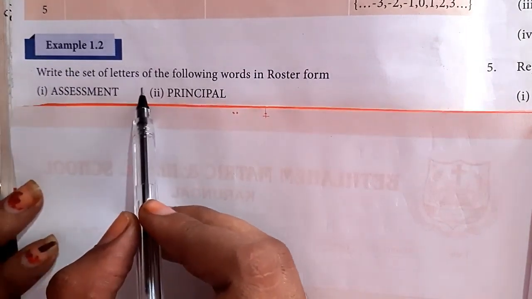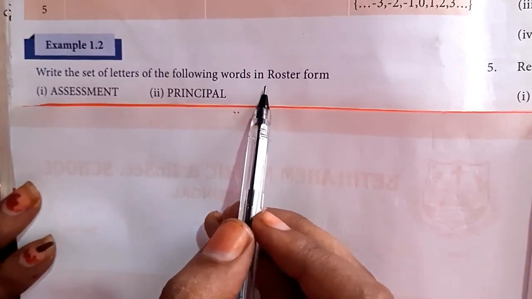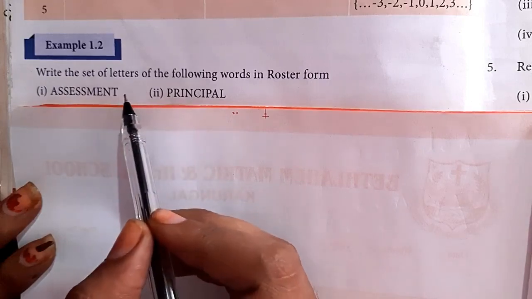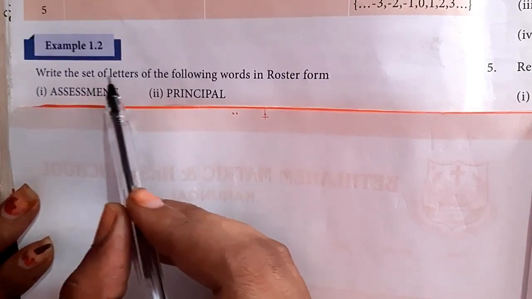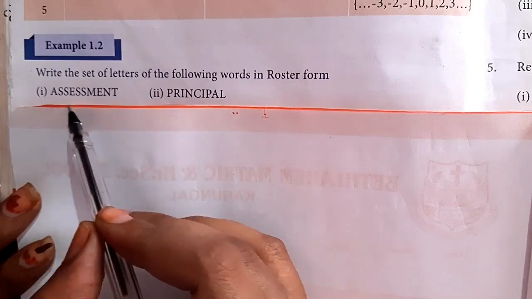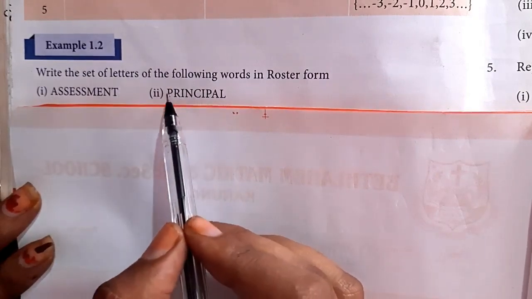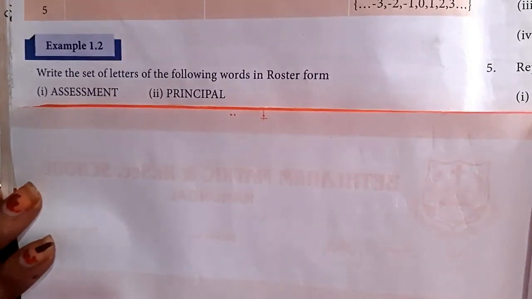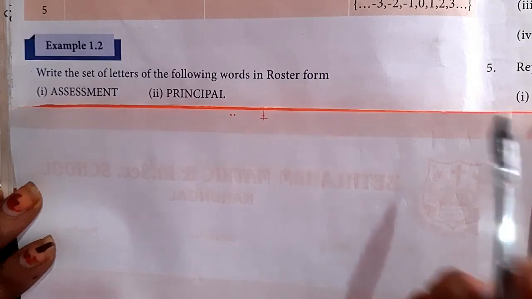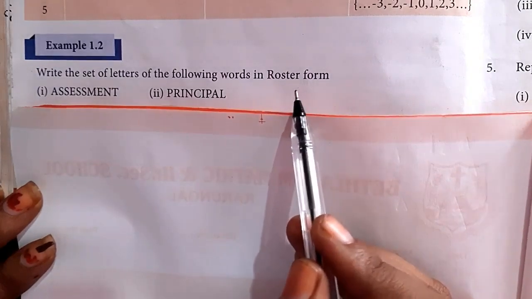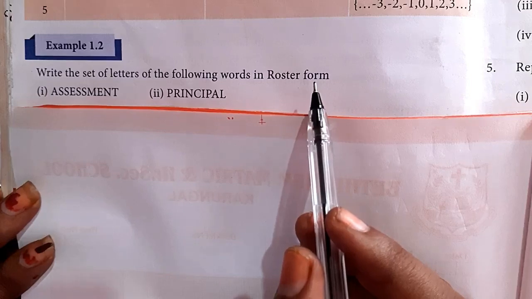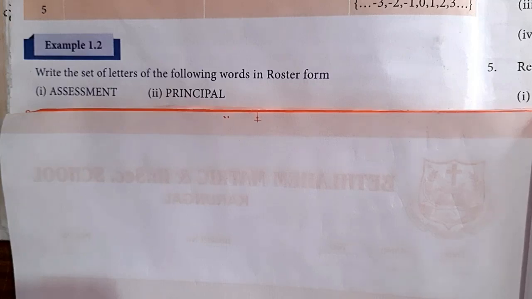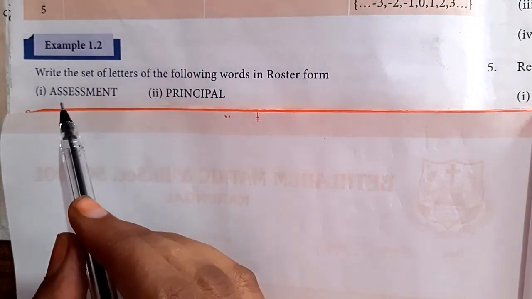See the next example 1.2. Write the set of letters of the following words in roster form. So 2 words are given. You have to write the set of letters. You know this word contains some letters. This word also contains some letters. So your work is to collect and write the letters in roster form. What is the clue I gave to you? Can you remember that? Roster form means you have to write with elements. So here the elements are letters.